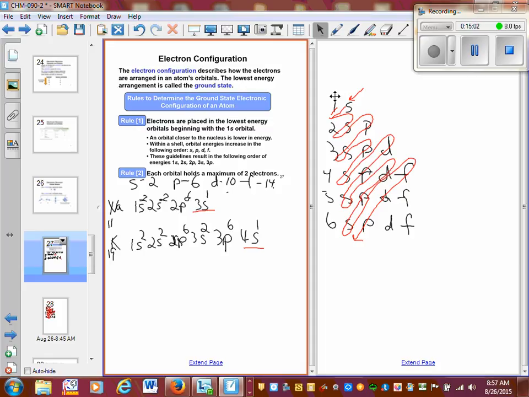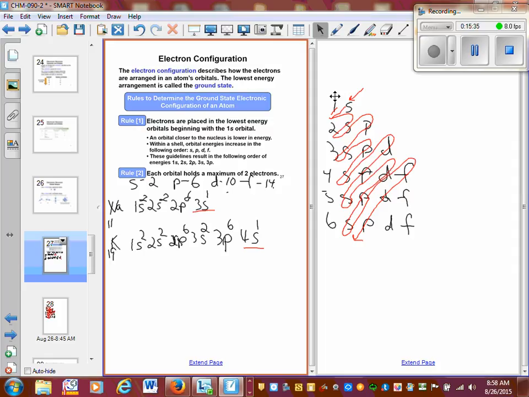Now, row 4, what is the first principal level that has d electrons in it? From our map, what's the first one that has a d? 3. So the top row of the transition metals are going to be 3d, even though it's in row 4. So it'd be 3d1 through 3d10. The second one would be 4d1 through 4d10. The next one down is 5d1 to 5d10, and 6d1 to 6d10.